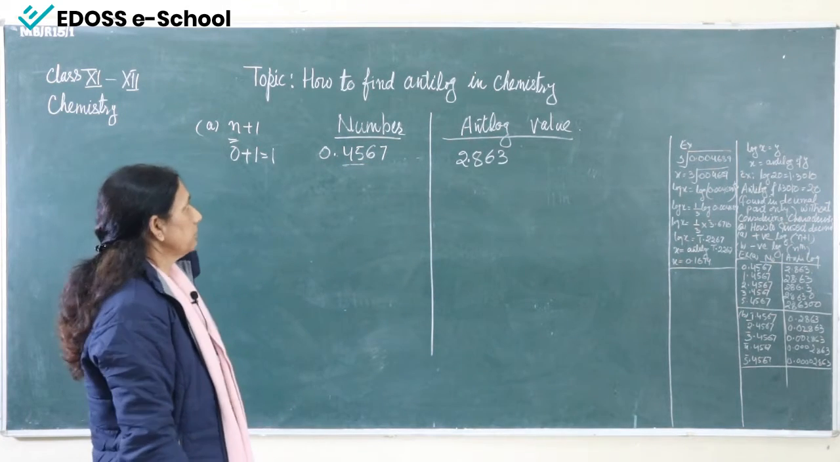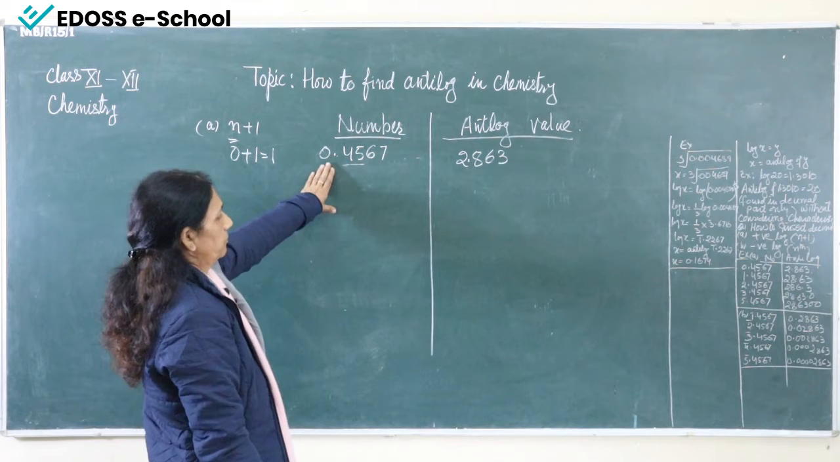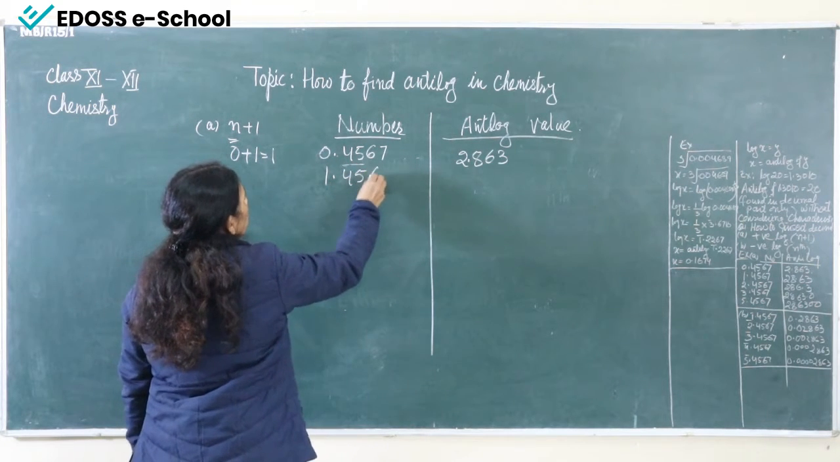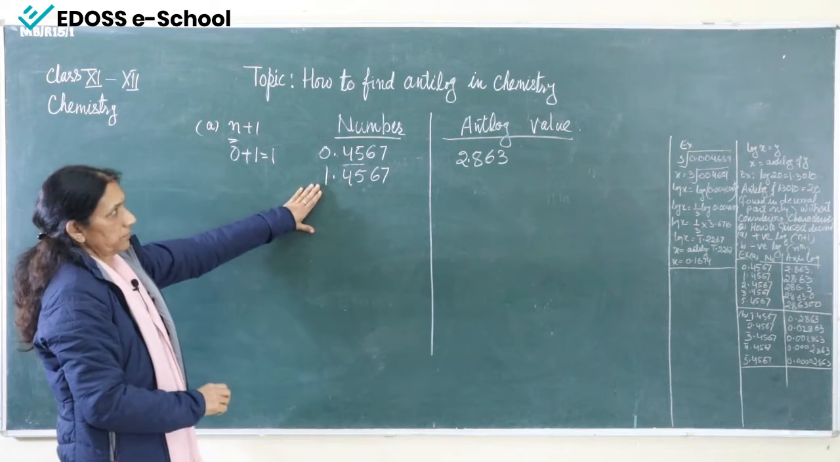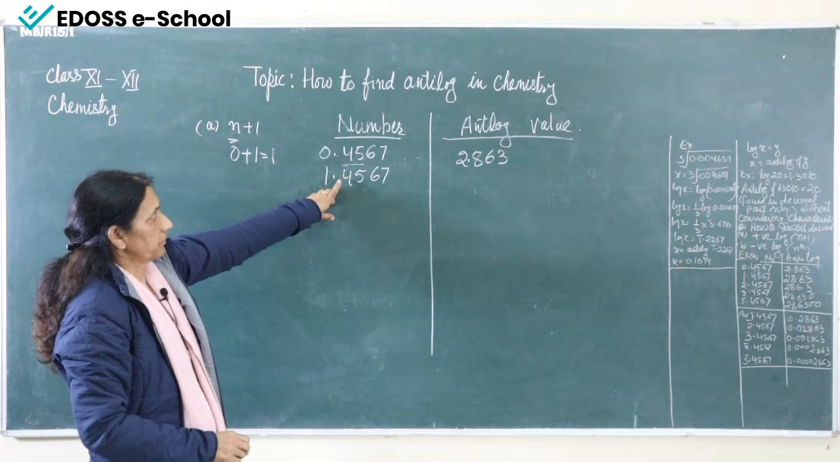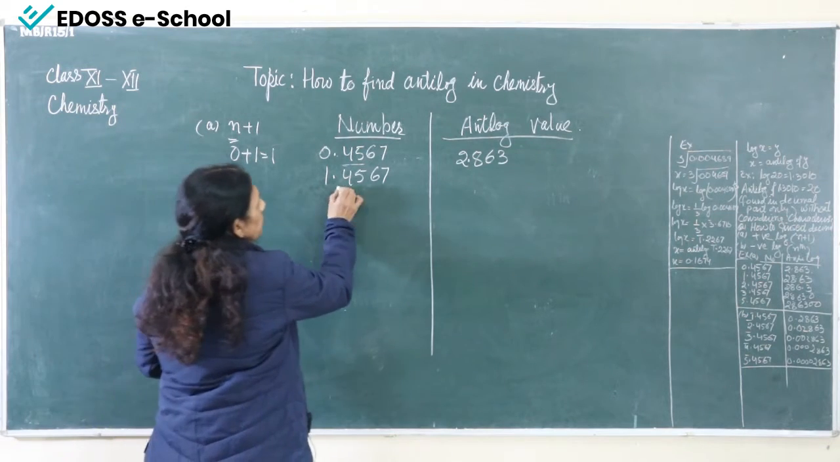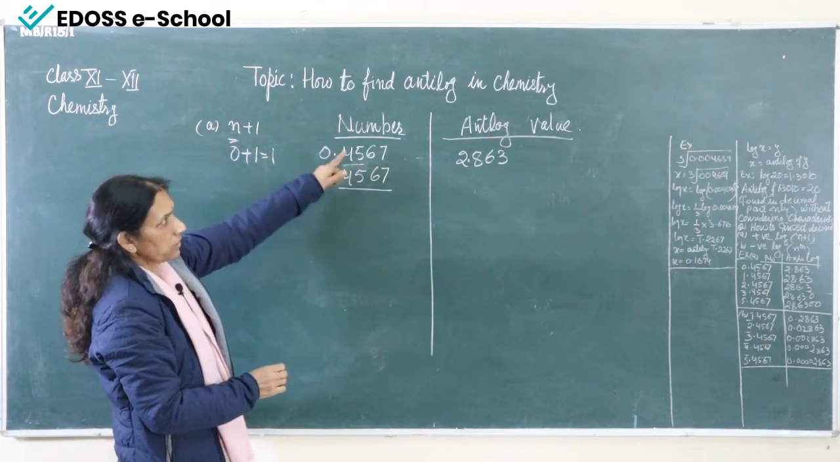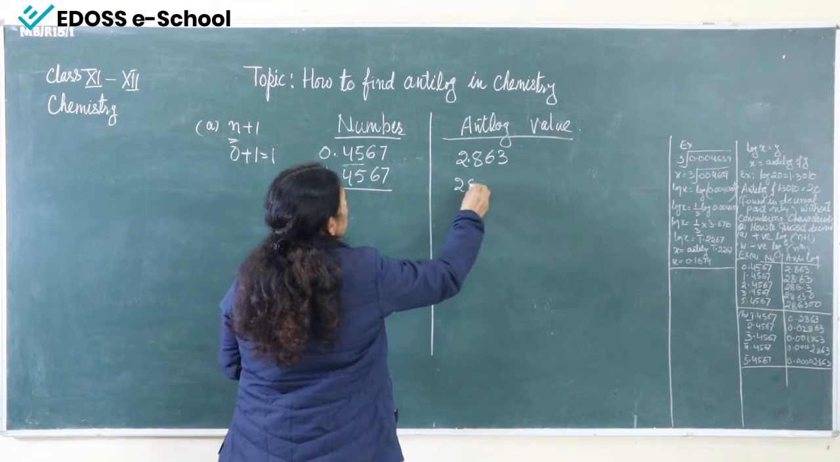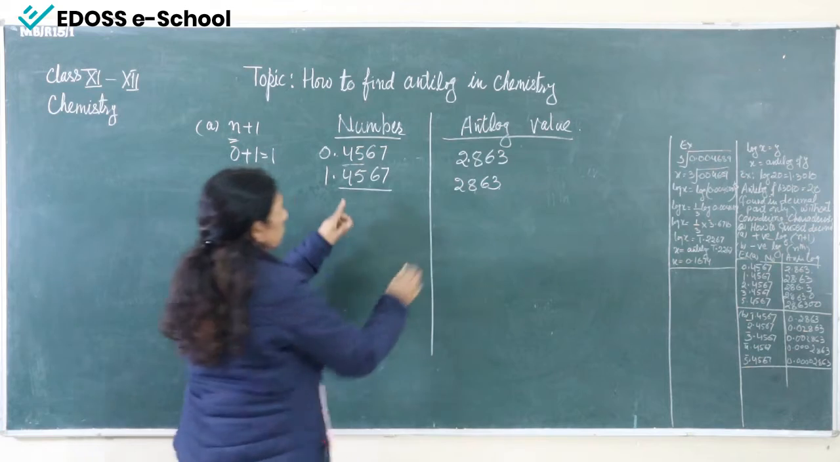Clear? Now, suppose the same number, 1.4567. Now, this is the number. To find its anti-log, we have to consider only the decimal part. So, the value will remain the same, it won't change. It will be 2, 8, 6 and 3.